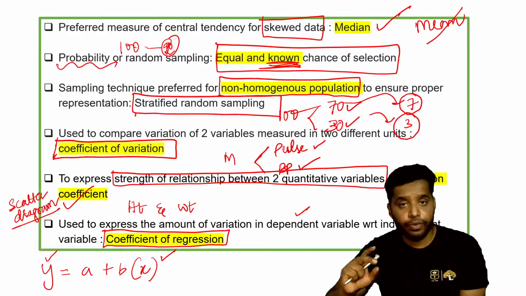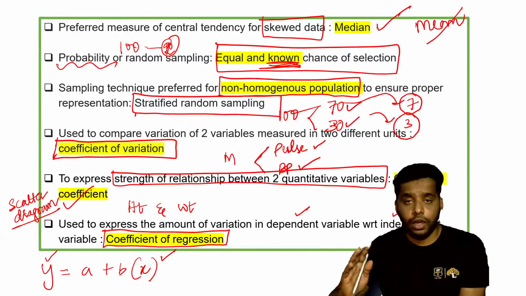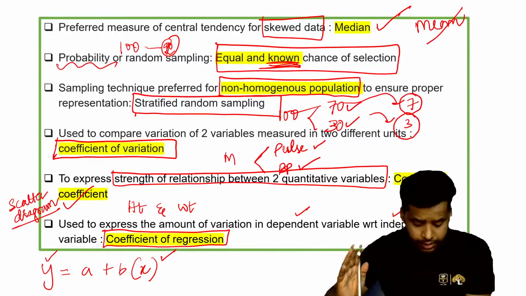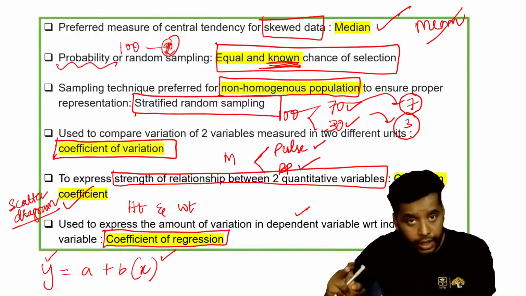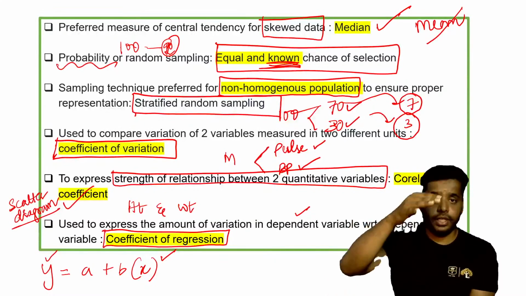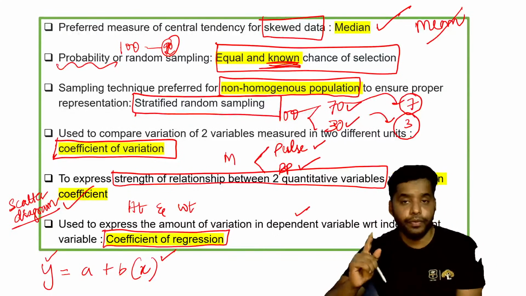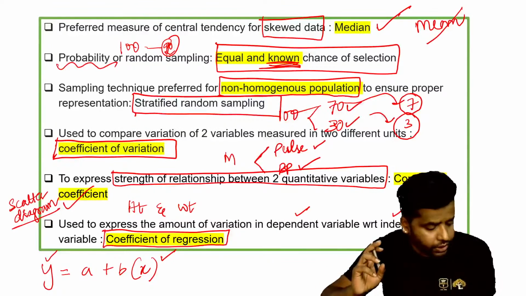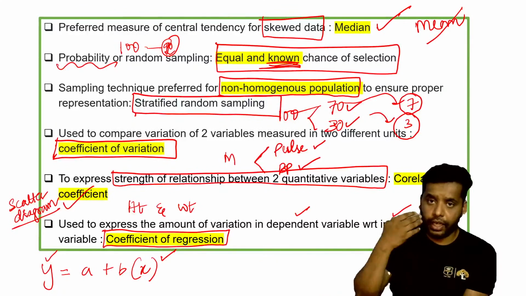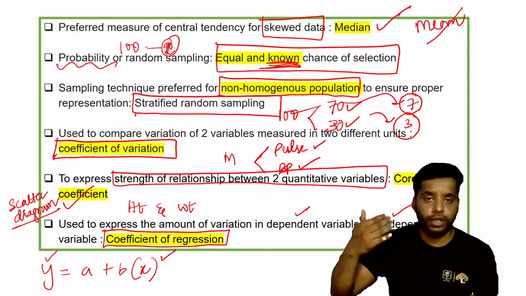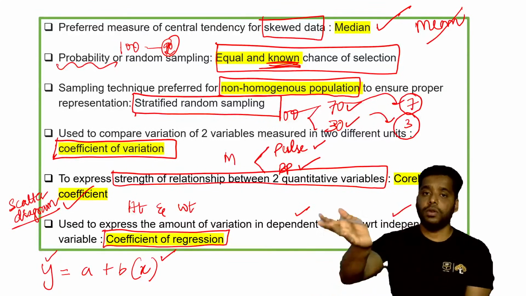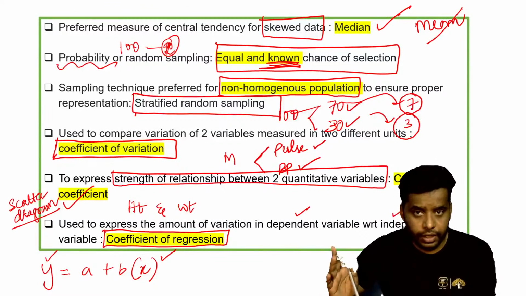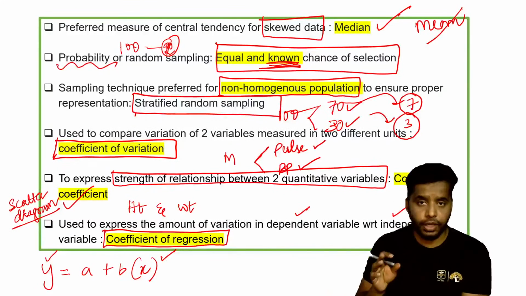Repeat: 1, 2, 3. One is the coefficient of variation, the amount of variation between two variables when measured in two different units. Next, the strength of relationship between two quantitative data, with scatter diagram, positive correlation, negative correlation, is given by the correlation coefficient. And the impact of change in y, like if I change x by 1 unit, salt intake increased by 1 gram, 2 gram, 3 gram per day, what is the amount of change in y, that is blood pressure, is given by the coefficient of regression. Regression will predict the change in y with respect to x.